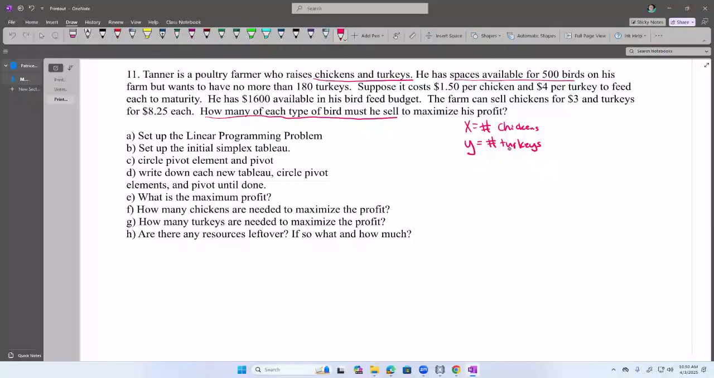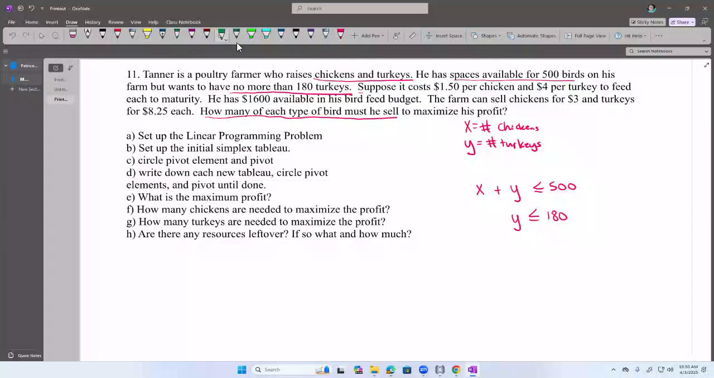One thing that I've read so far is he has 500 spaces available for birds. So if I add up all of the chickens plus all of the turkeys, that better be less than or equal to 500 because he only has 500 spaces available. Yes? Yes. He wants to have no more than 180 turkeys. So the number of turkeys needs to be less than or equal to 180.